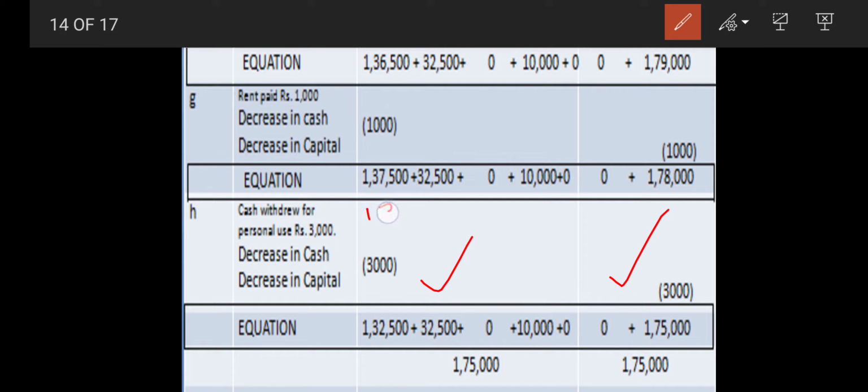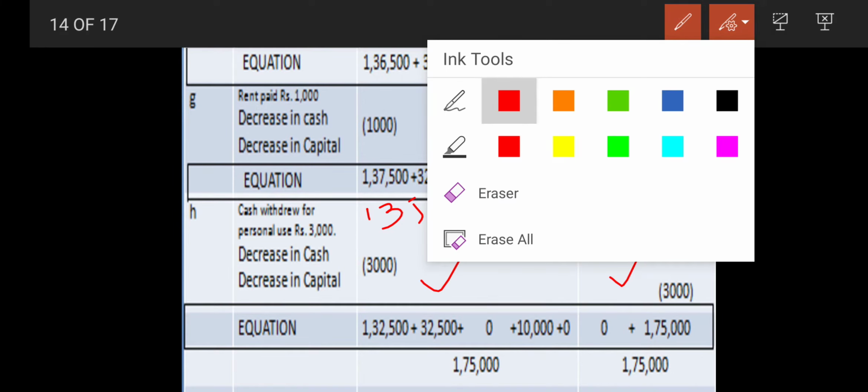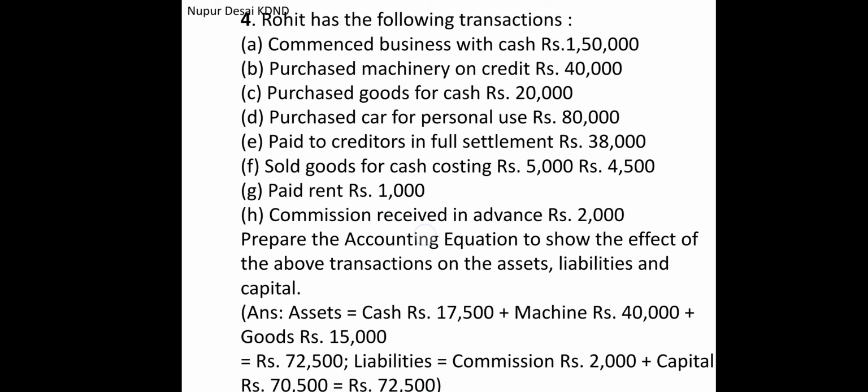This is 135,500. By mistake it was done, but the answer finally is correct. Okay, so this way your equation will be set up. Now comes your fourth sum. Rohit has the following transactions. So in this, Rohit's transactions are given.